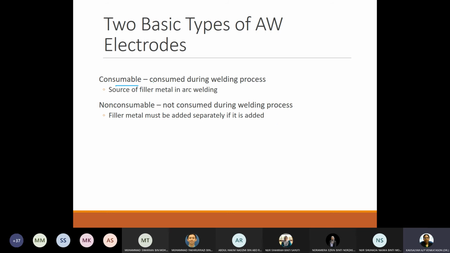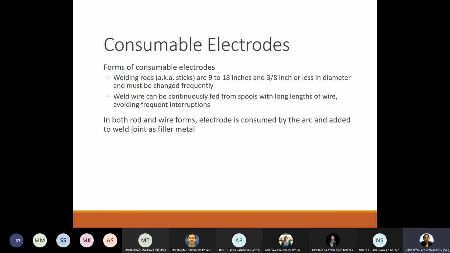We have the consumable, whereby when you use this electrode, the electrode itself is the filler metal, which is consumed during the process. And then we have the non-consumable, where the filler metal must be added separately to form the weld.